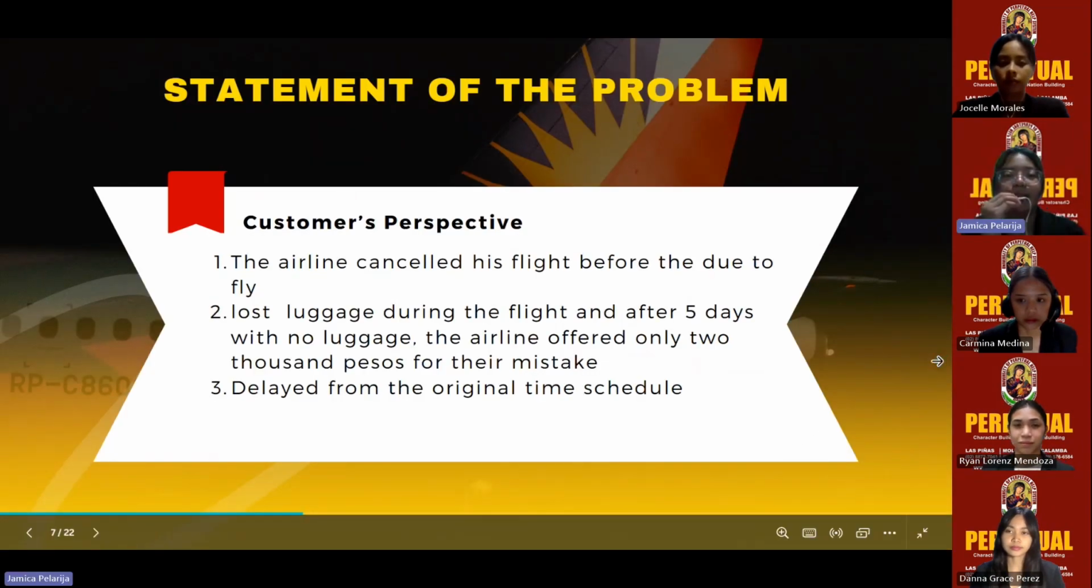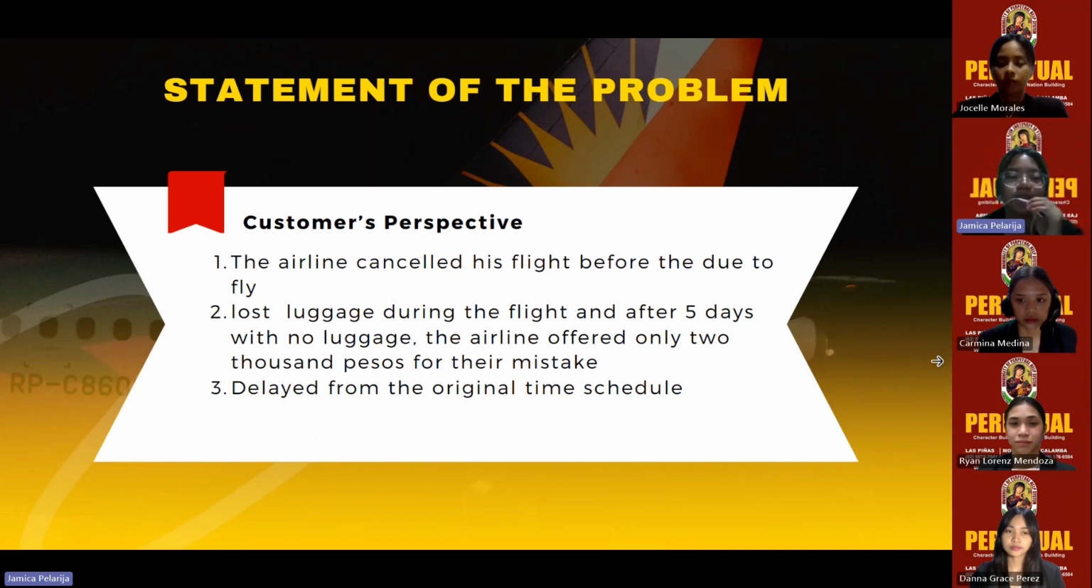We'll proceed to the statement of the company. First one is the customer's perspective. The first one is the airline canceled the flight. From the customer's perspective, a canceled flight disrupts plans and can lead to inconvenience and frustration, especially if due to airline negligence. Customers expect reliable service and may feel justified in seeking compensation or alternate arrangements. However, if the cancellation results from uncontrollable factors, understanding and flexibility are necessary from both parties.